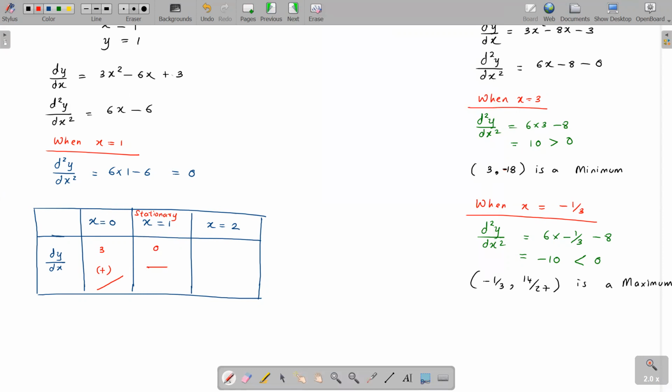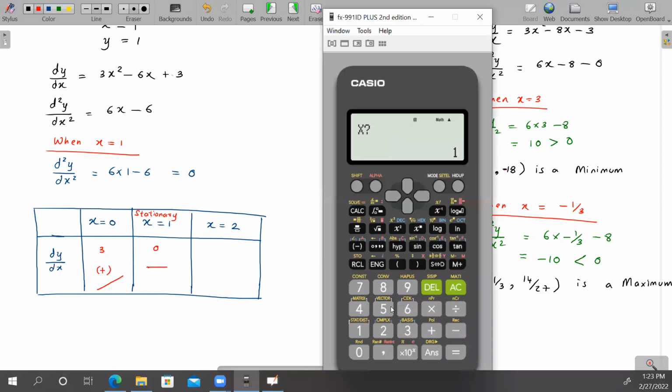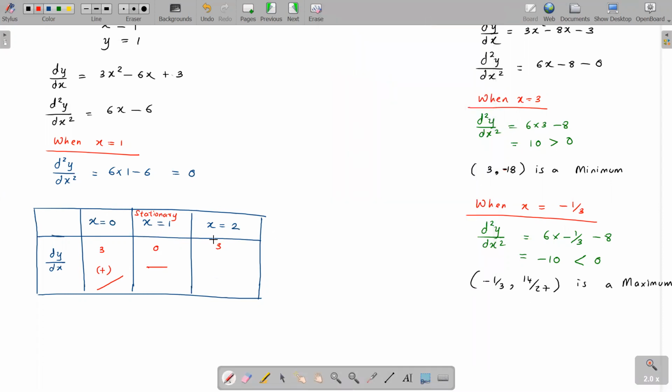And then at x equals 2, when x is 2, we get positive 3 again, right? So positive 3 means what? The graph is continuing down or up? It continues up because it's a positive gradient. So it should go up. So do you see how the graph goes? At the point 1, 1, what do we have? On either side of the turning stationary point, I have a positive gradient. So that means what?